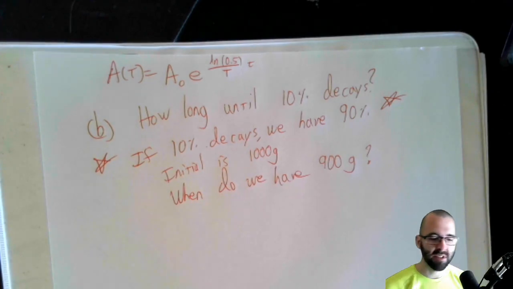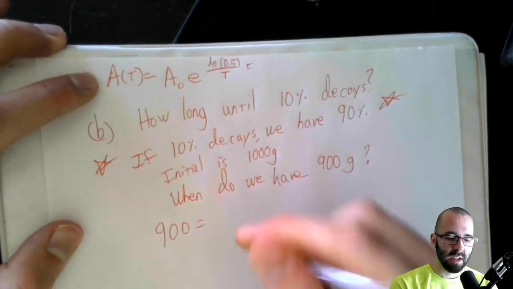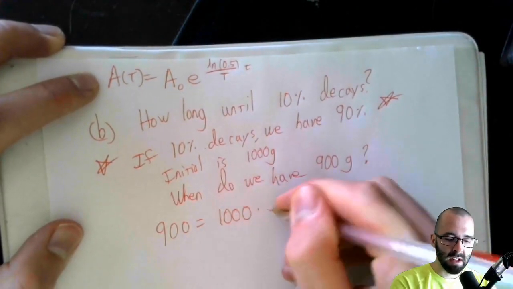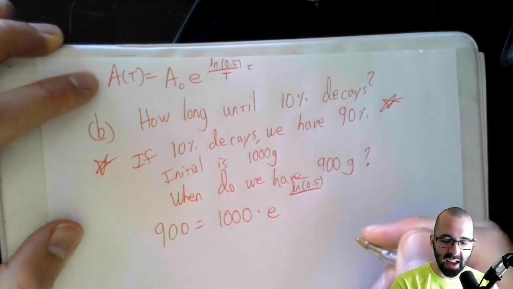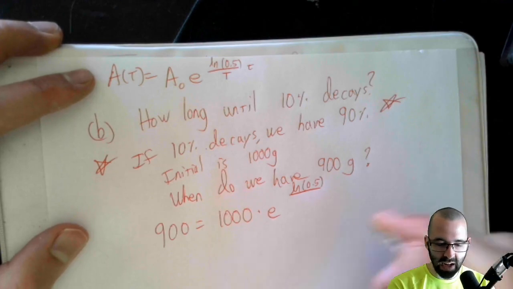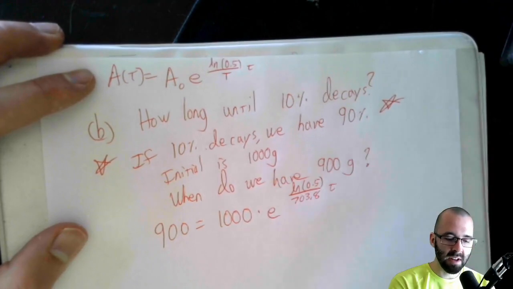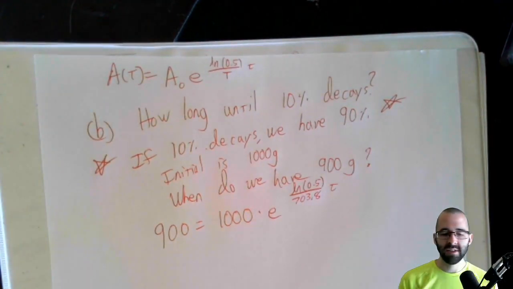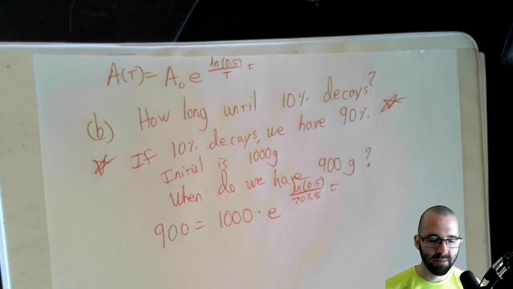So we just solve it just like before. When is 900 equal to 1,000 times e to the natural log of 0.5 divided by the half-life, same half-life, 703.8 million years, times t. And you just solve this the exact same way that we solved the other one.